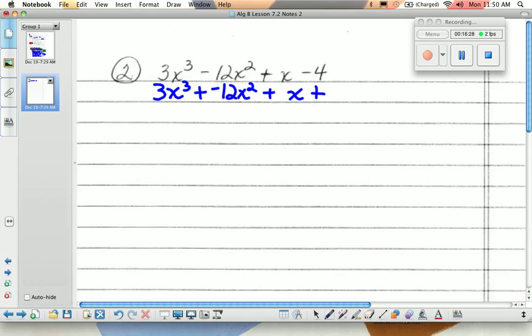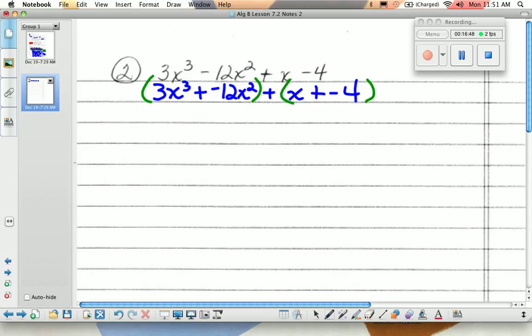Plus x plus negative 4. Okay. Parentheses can go in also now. Group together. Okay. Now after we have groups, what do we do? We have to find the GCF of the first group.